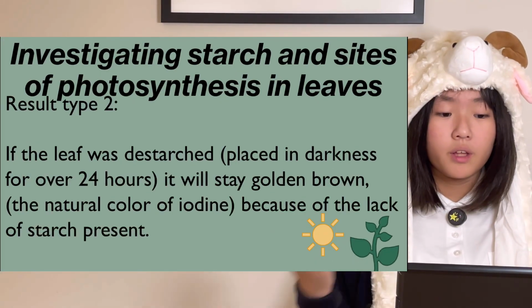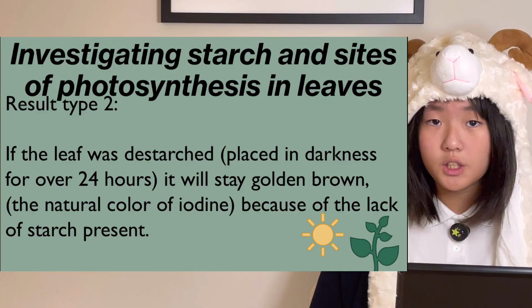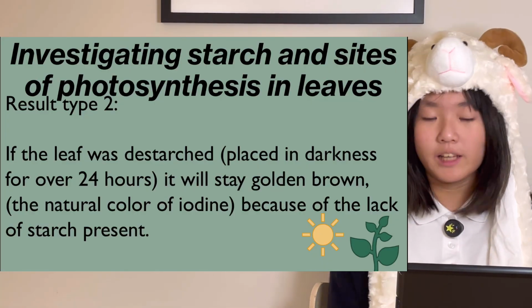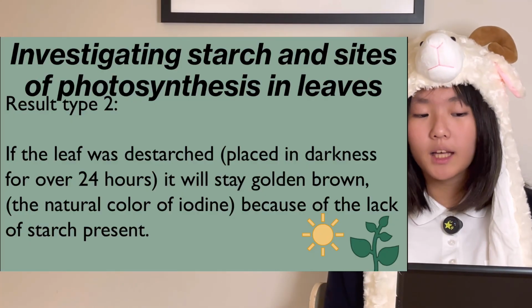The second type of result is if the leaf was destarched, which means placed in darkness for over 24 hours, it will stay golden brown, the natural color of iodine, because of the lack of the starch present.